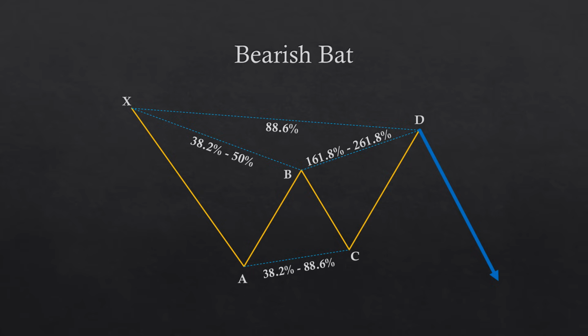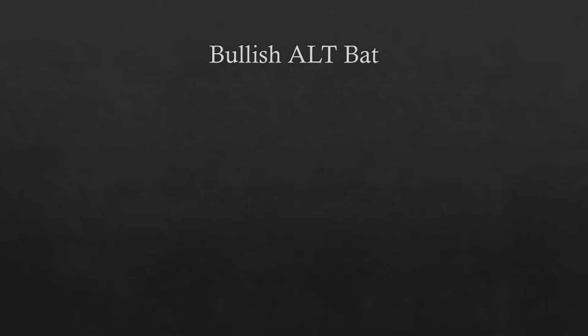All bullish and bearish harmonic patterns are mirror images of one another. So if you know the ratios of the bullish version, you automatically know the ratios of the bearish version. You just need to think about them upside down. The next pattern we're going to study is a modification of the bat, and is called alt bat.